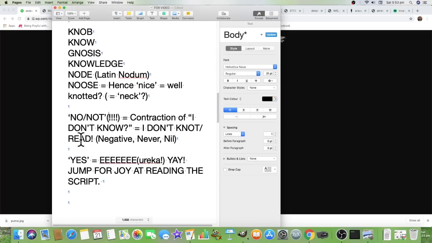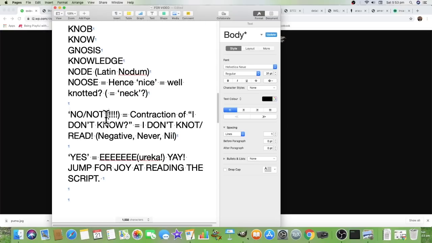And where does the word no come from? Was the word no, and all its vestiges such as negative, never, nil, actually generated by a contraction of I don't know, I don't know, no, I don't know? Oh, I can't not. Is that where not comes from? I don't not.